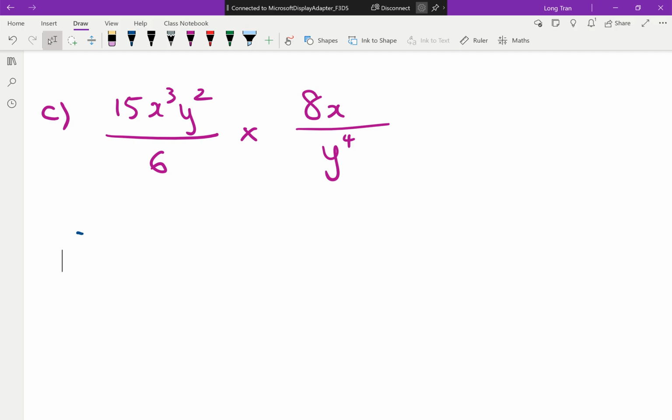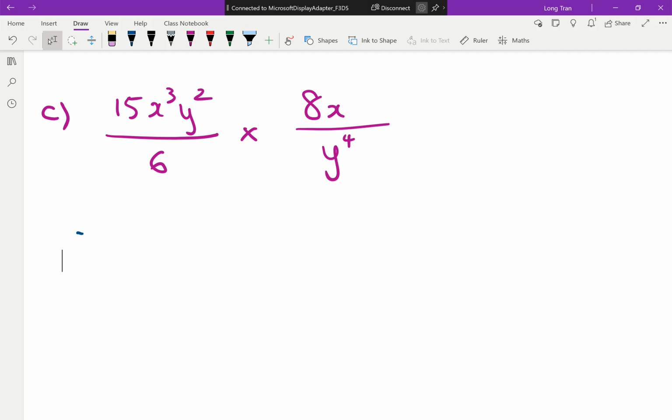Very good. 1 and 4. This now gives us a new line, which is 5x cubed y squared over 1 times 4x over y to the power 4. Now, this is where what you did with division of fractions and division of algebra becomes important.